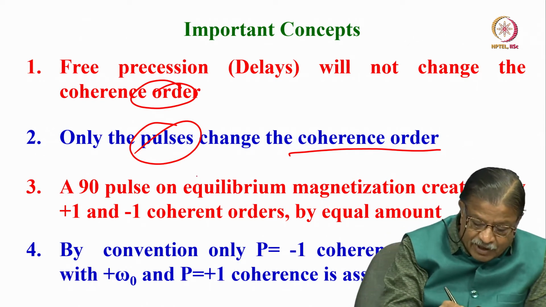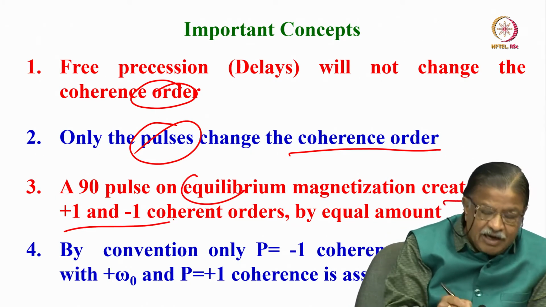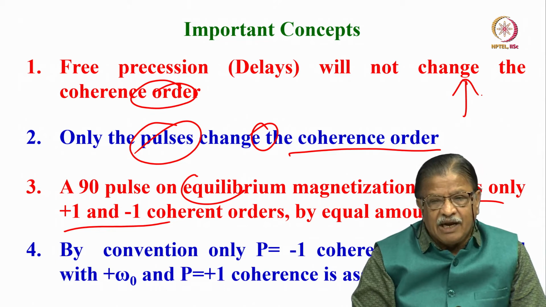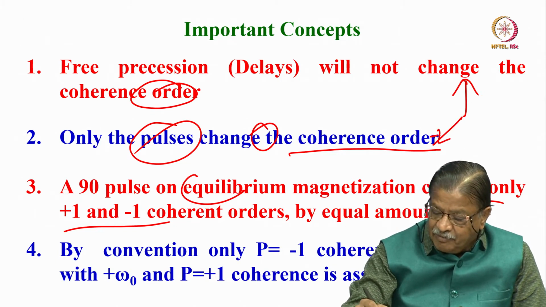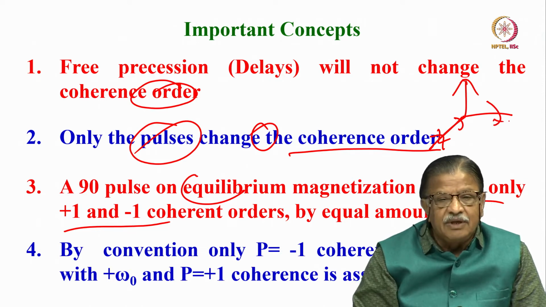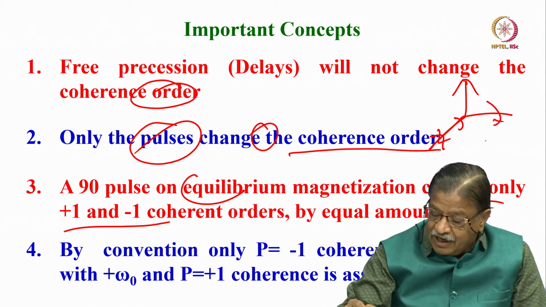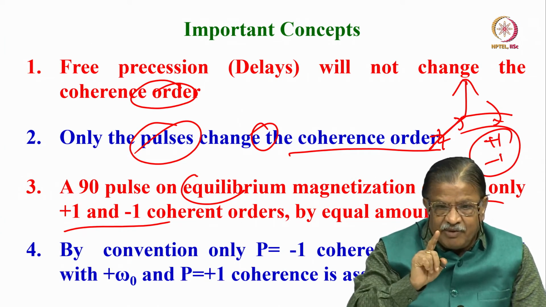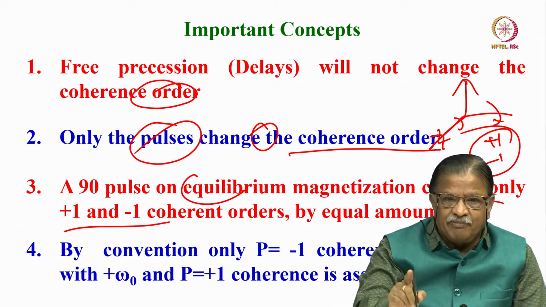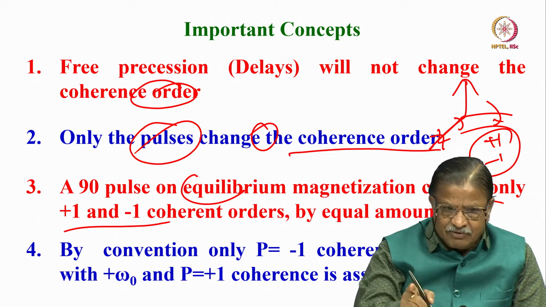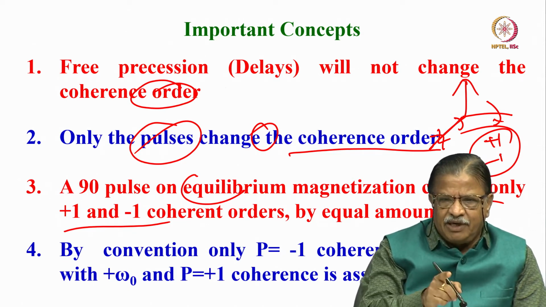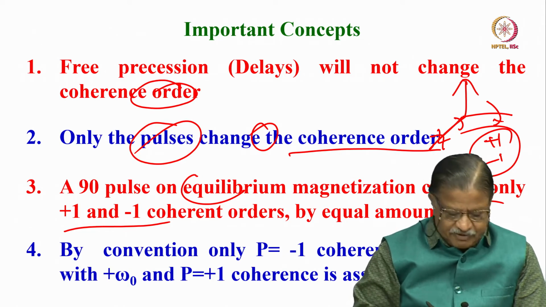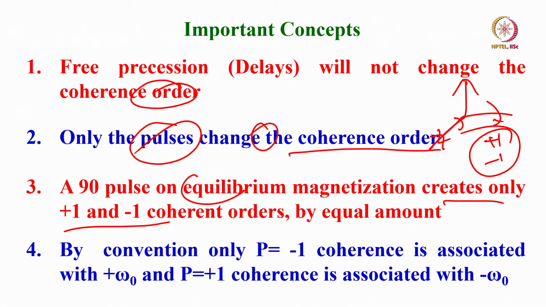Okay. So a 90-degree pulse on equilibrium magnetization creates only plus 1 and minus 1. With this logic, there is an equilibrium magnetization along the Z axis. You are going to apply a 90-degree pulse here and bring the magnetization to another axis. Then you create plus 1 and minus 1 coherent orders. A 90-degree pulse applied from thermal equilibrium always creates plus 1 and minus 1 coherent order. We already discussed what plus 1 and minus 1 are. Plus 1 is transition from alpha to beta, and minus 1 is transition from beta to alpha. So the beauty is we can select a particular transition pathway. Okay. So a particular coherence pathway we can select.